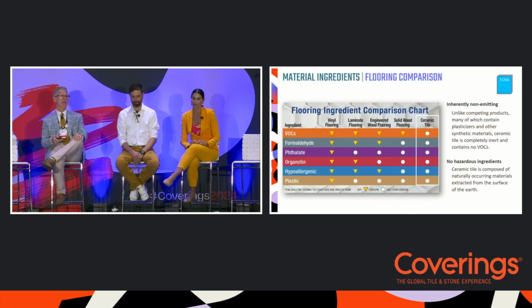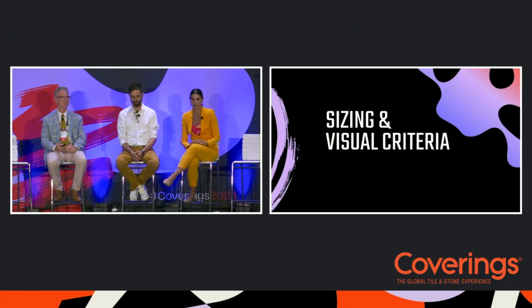So this is a really handy reference that the Tile Council came up with that shows the ingredients in tile. It's just kind of a quick reference compared with the ingredients in some of the other competing building materials. And you can see that tile, in general, has much safer materials. All right, that's all on ingredients. Any questions on material ingredients?